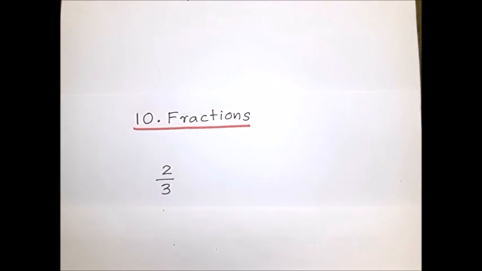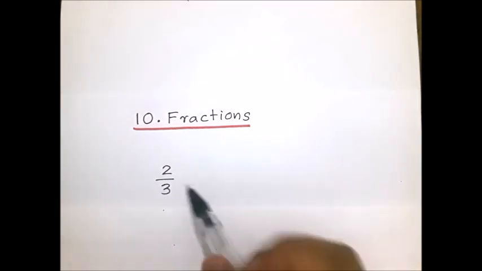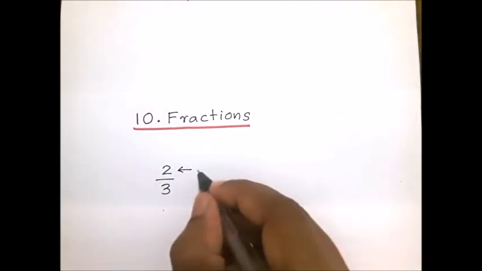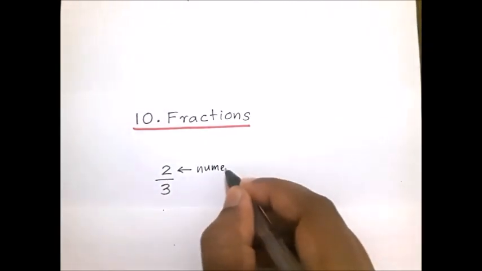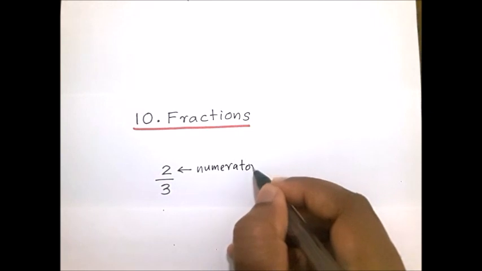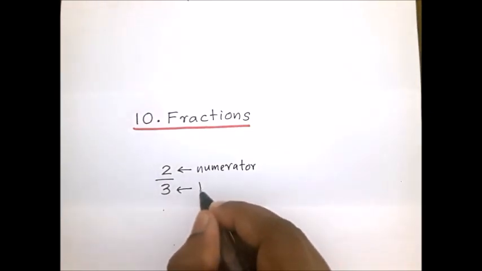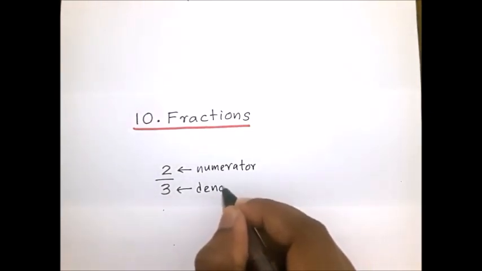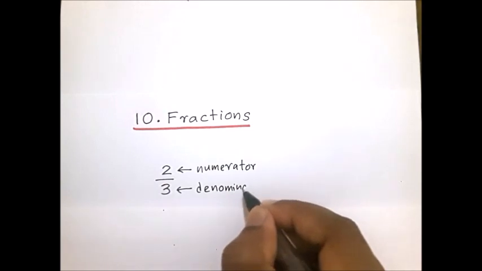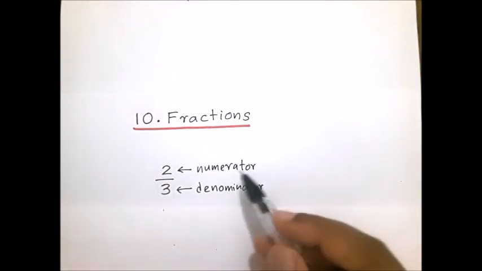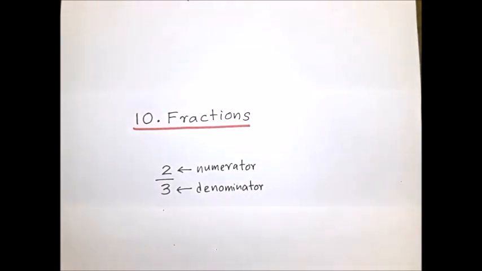Let's look at this fraction. It is 2 over 3, or 2/3. We call this the numerator of the fraction, and this is the denominator of the fraction. Numerator and denominator.